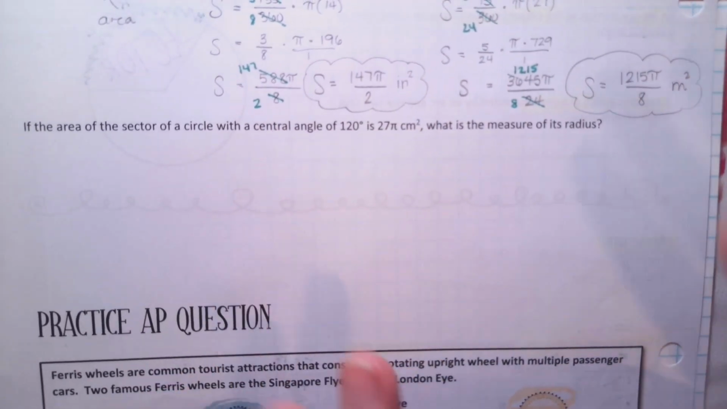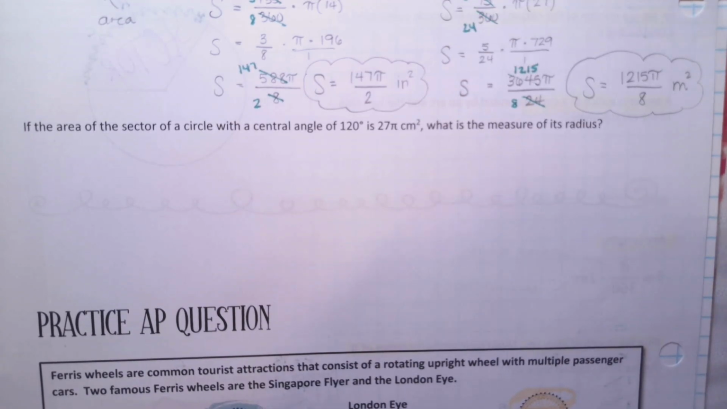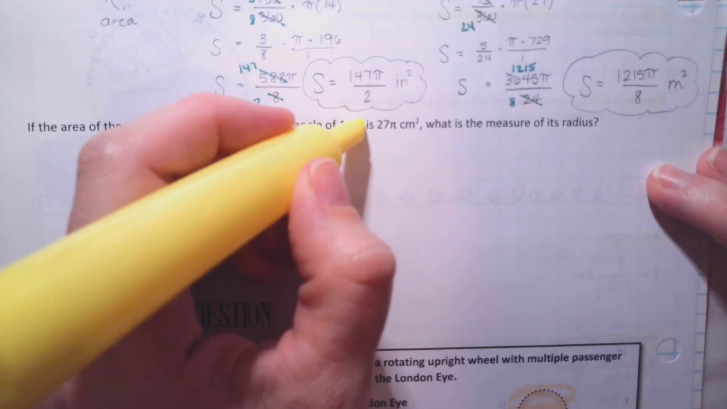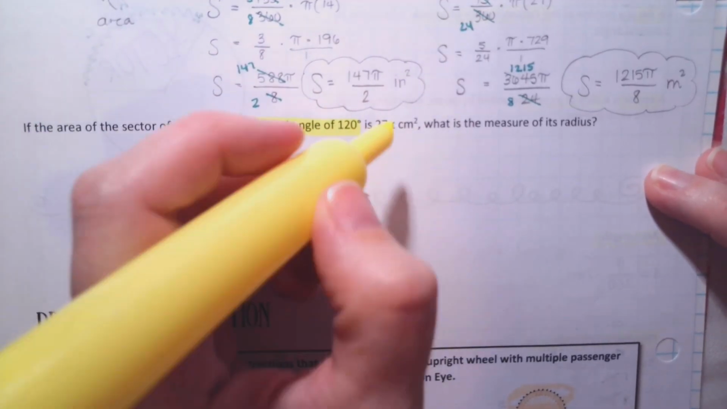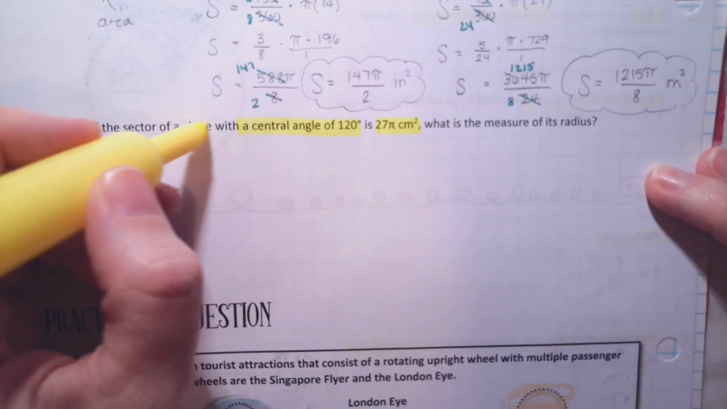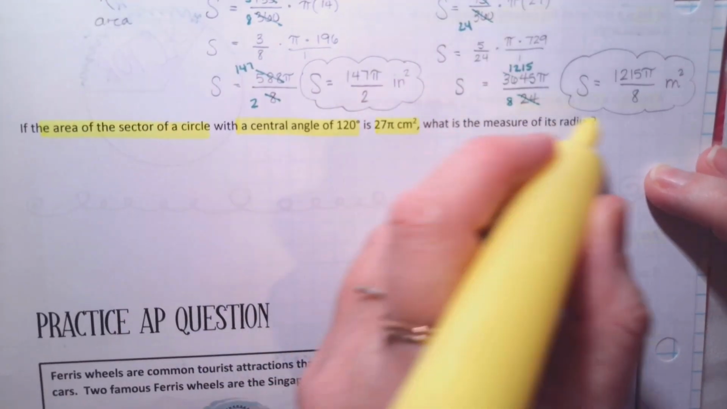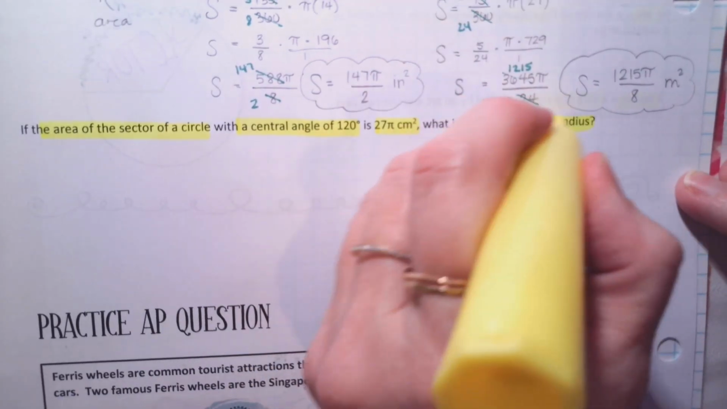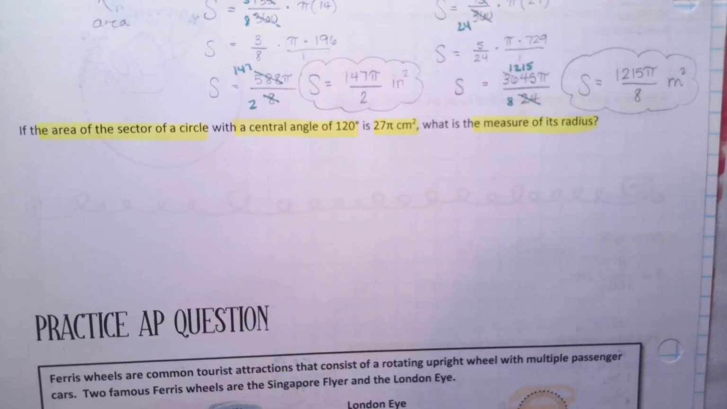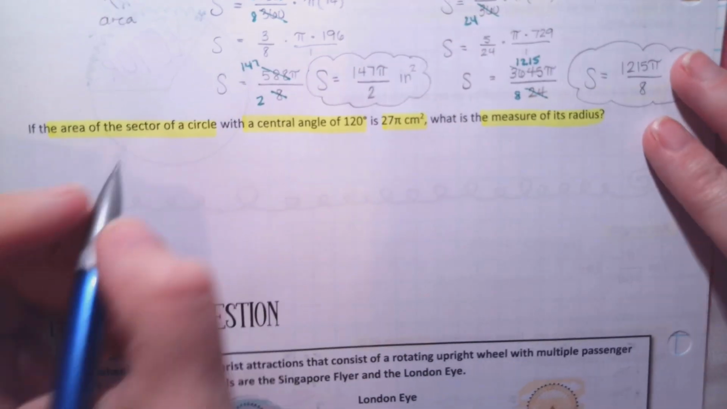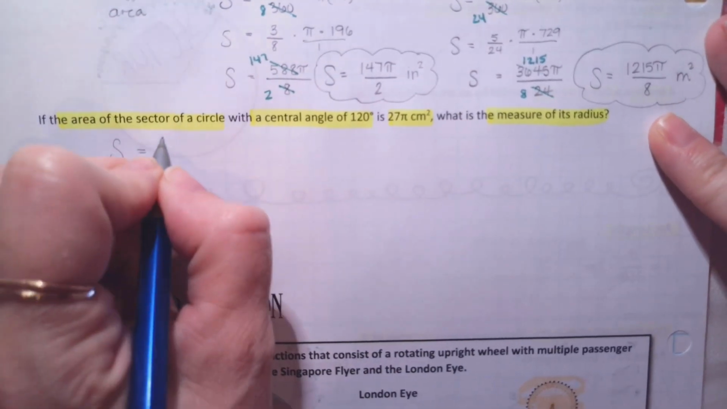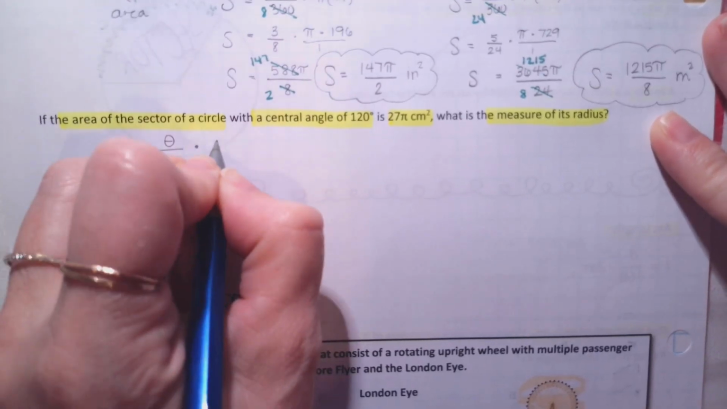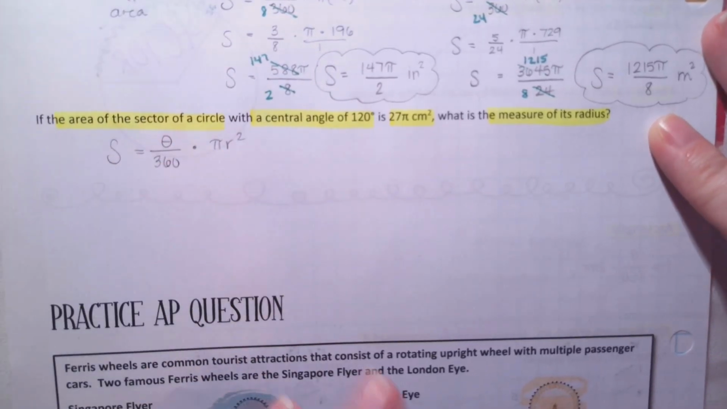Okay, we have one where we're kind of working backwards in the next section. It says, if the area of a sector of a circle with a central angle of 120 is 27 pi centimeters squared, what is the measure of its radius? Okay, so we are solving for radius on this one. I'm going to start again just by writing my formula. Sector area equals central angle out of 360 times pi r squared.